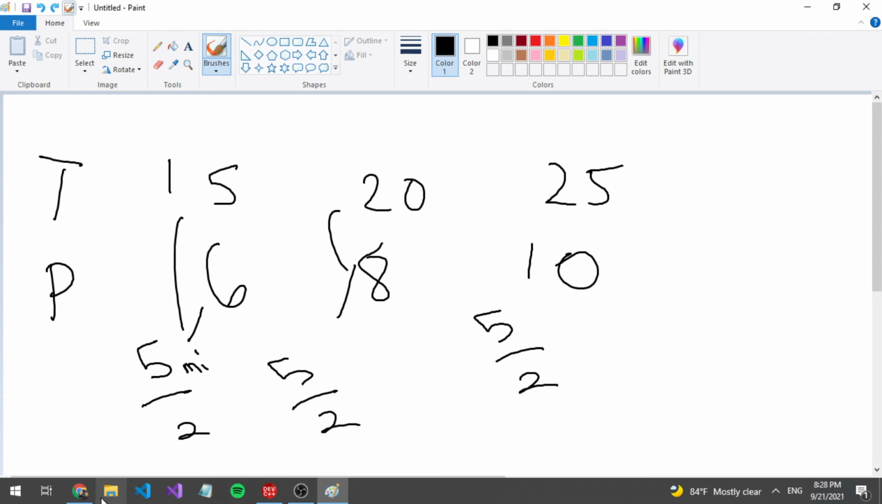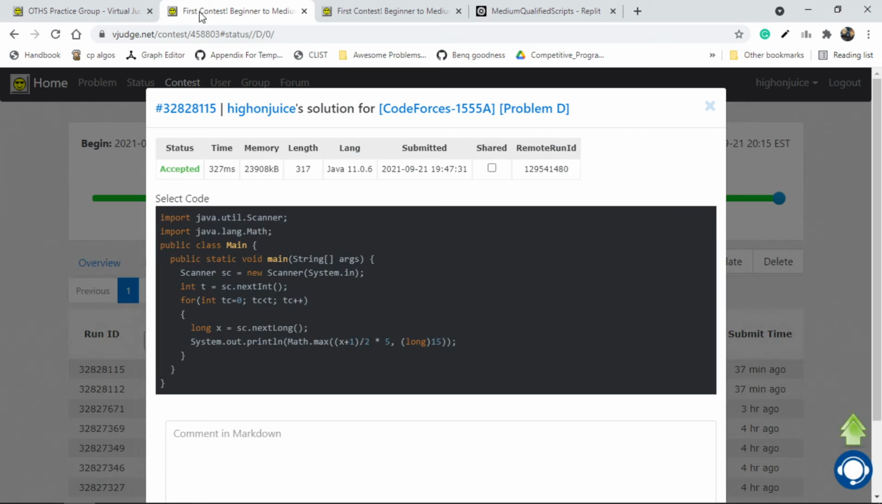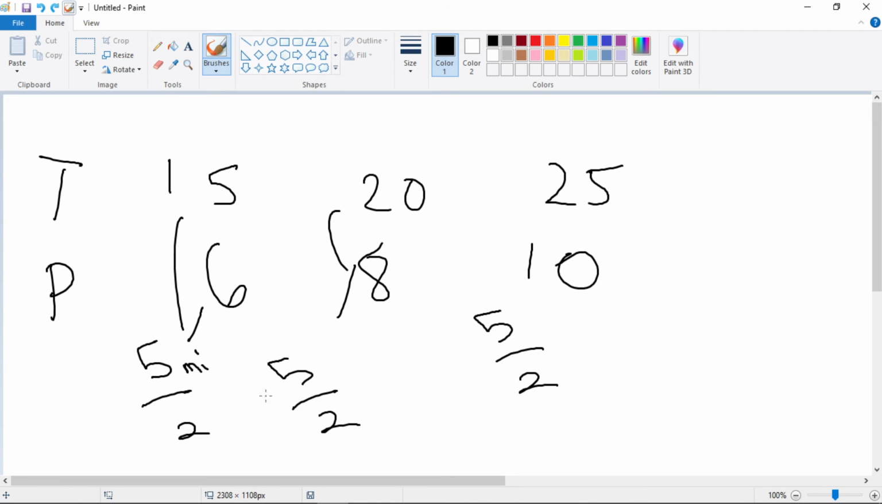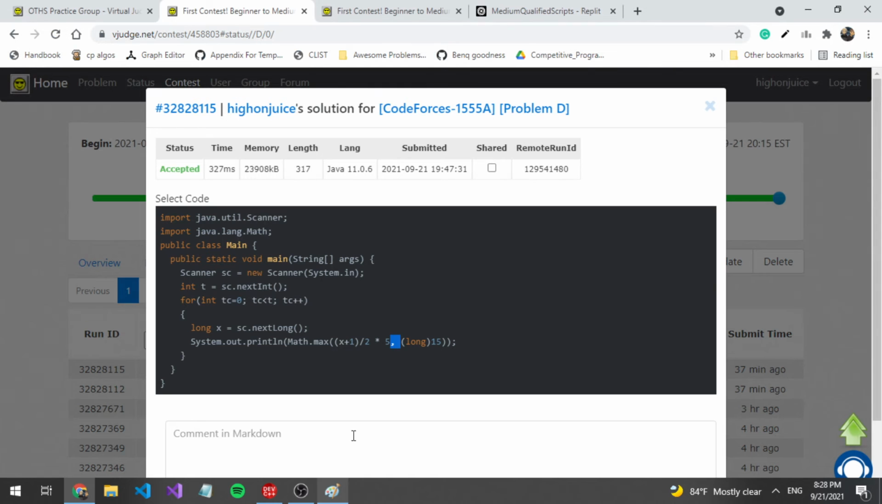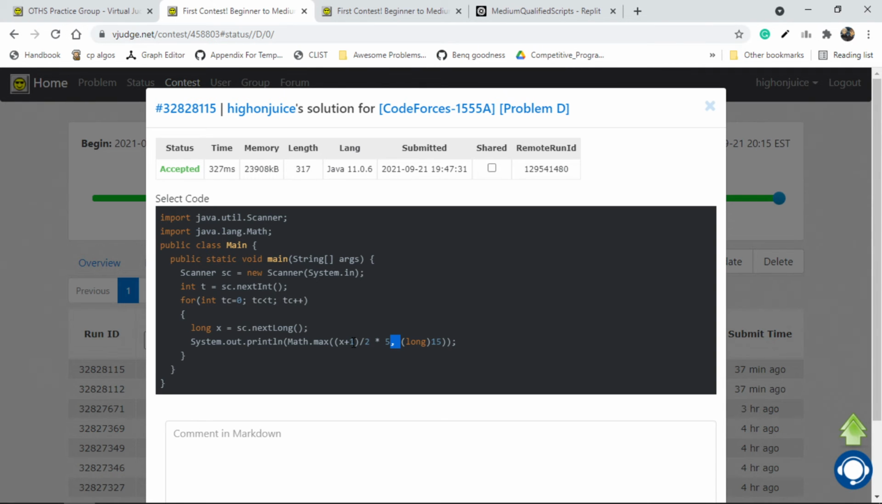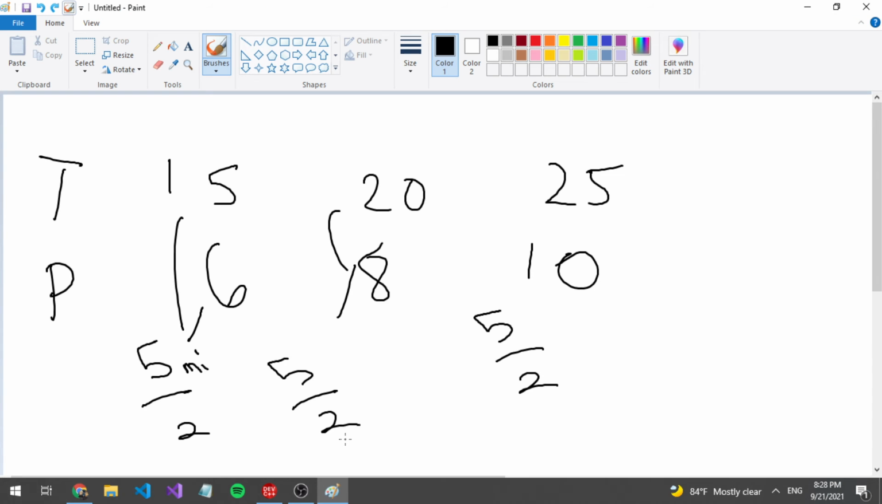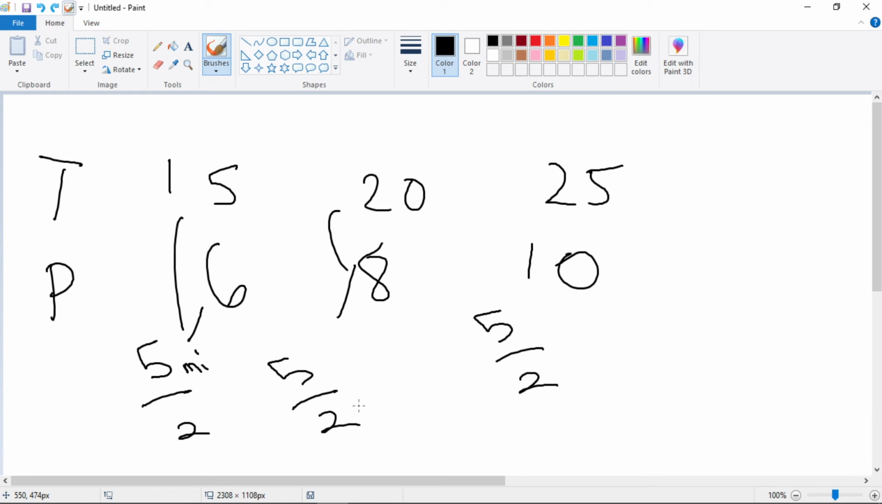So what I did in my solution was this. First things first, I divided by 2, and then I multiplied by 5, just like this ratio. Now, one thing you'll notice is that I added 1 to x, and that's because it's a computer science way to round up.